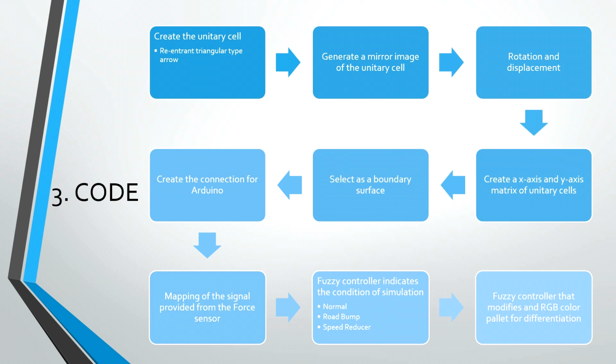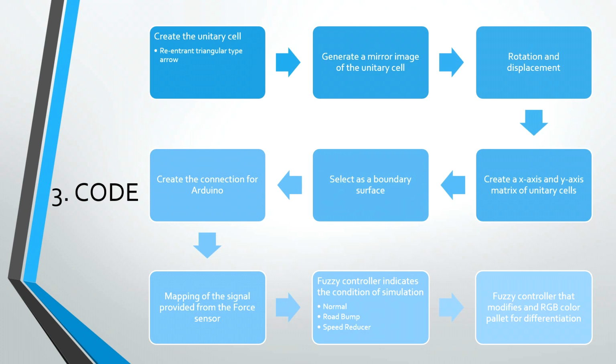Well, the code. The code has to follow the next path. We have to create the unit cell. We generate the mirror of the unit cell. We have the rotations and displacement. We create an X and Y axis matrix to create a unitary cell matrix. We select the matrix as the boundary face. Then we create the connection to use Arduino.